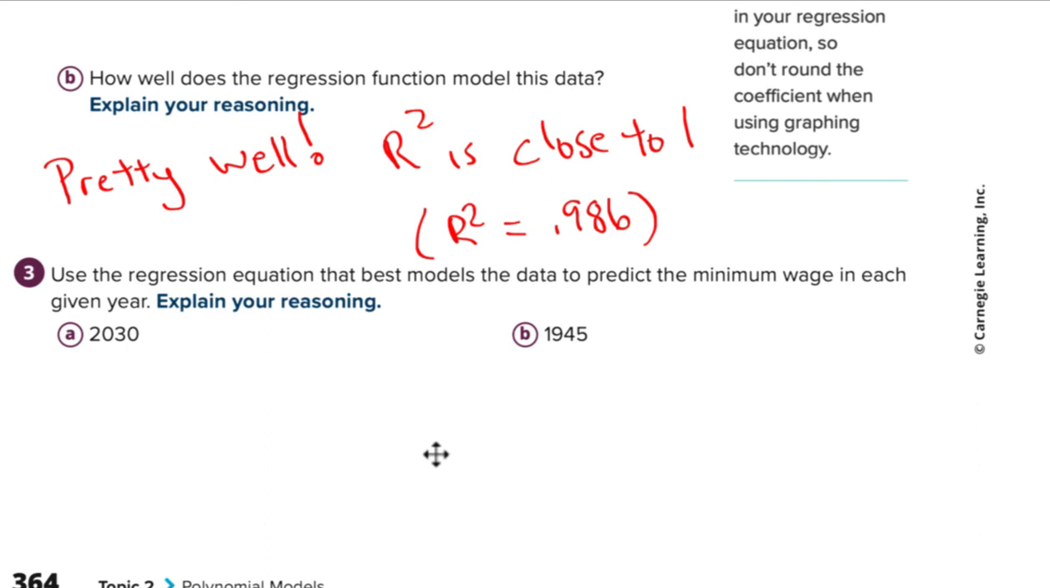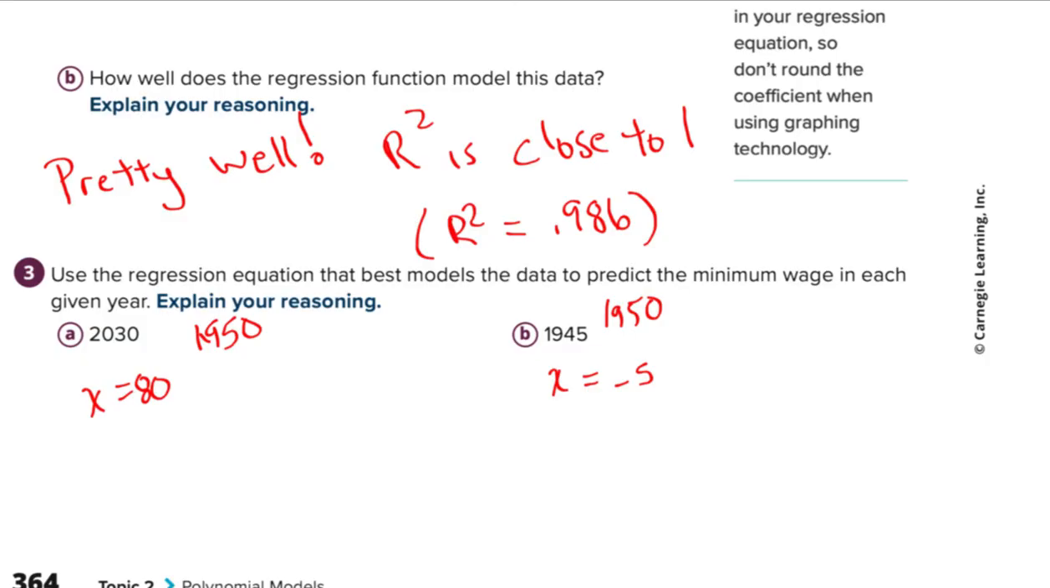And then, using the equation that best models the data, predict the minimum wage in 2030. Okay, so from 1950 to 2030, that's what, 80 years? So x here would equal 80. And then x here would equal what? Well, it's years since 1950. This is 1945, so x here would equal -5 because you're going back in time.